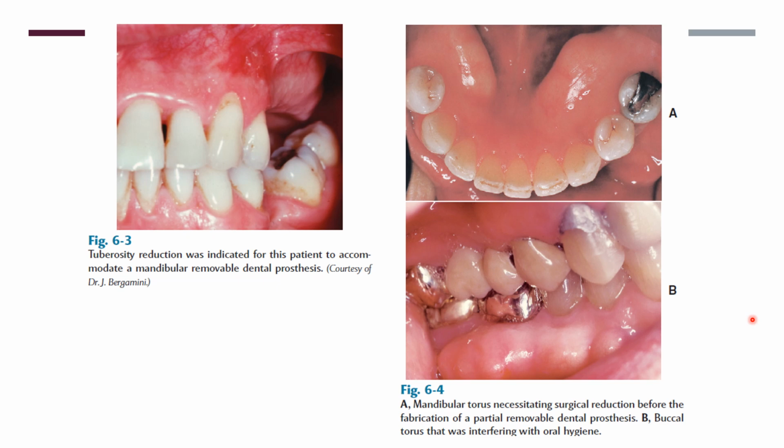If it is not interfering in their daily routine or prosthesis, we can leave it like that. But if we want, we can remove the tori. Sometimes the tori will give us some retention, guys, if we do a removable prosthesis. In cases of FPD, if required, we will have to surgically remove them. You can see bimandibular tori here.